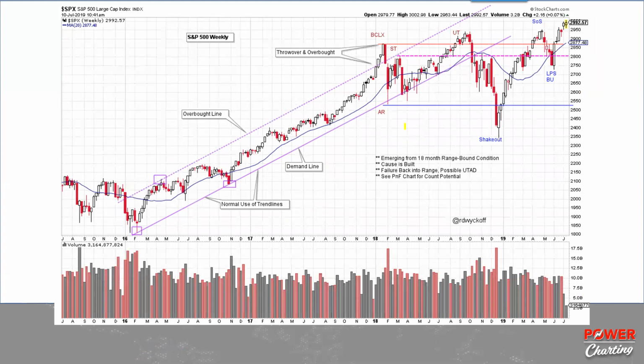Here's the current market situation. This is the uptrend going back to 2016 on a weekly chart. This is what we're going to look at together here, and this uptrend.